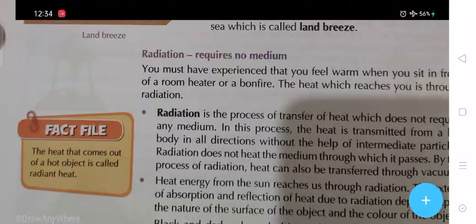In radiation methods that do not require a medium, which method will be helpful? Radiation method. You must have experienced that you feel warm when you sit near the fire of a room heater or a bonfire. The heat which reaches you is through radiation.